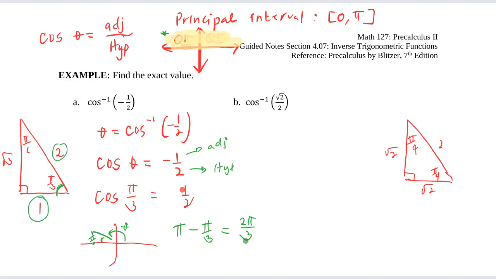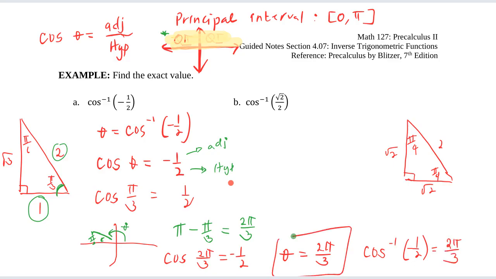So our angle now is 2 pi over 3, which makes the value negative 1 half. Now I can say that cosine 2 pi over 3 is equal to negative 1 half. Or I can say that angle theta is equal to 2 pi over 3, or that inverse cosine of negative 1 half is equal to 2 pi over 3. Okay, so there you go. And let's check: is 2 pi over 3 within the principal interval? Yes, it is. So that would be our letter A.